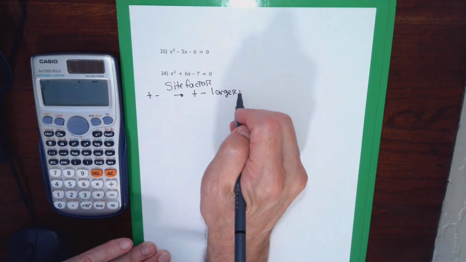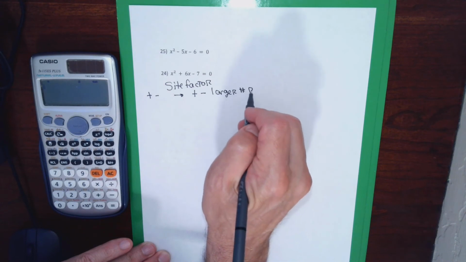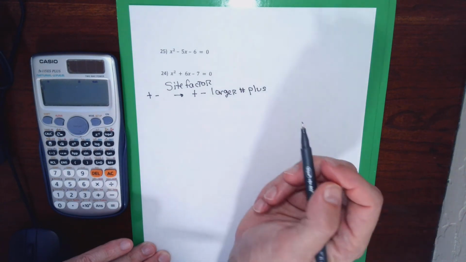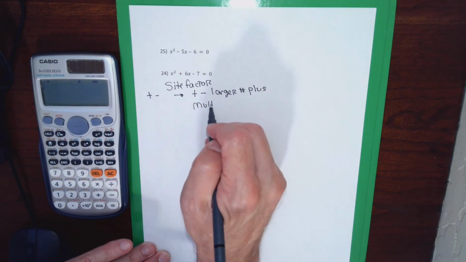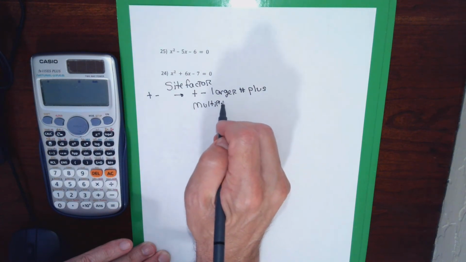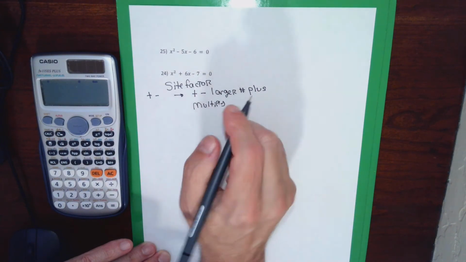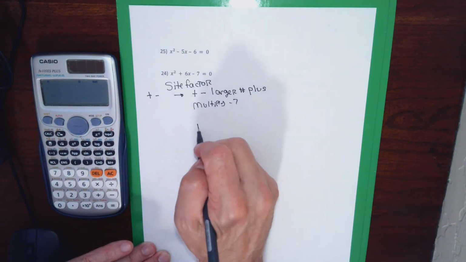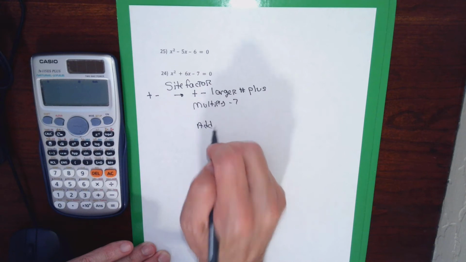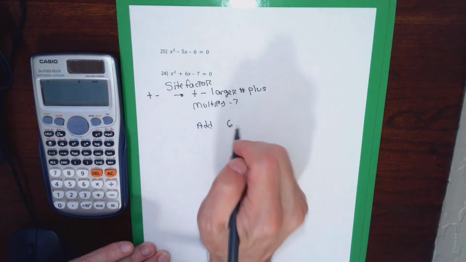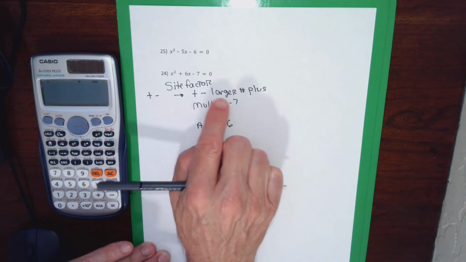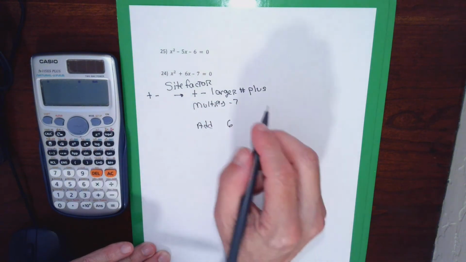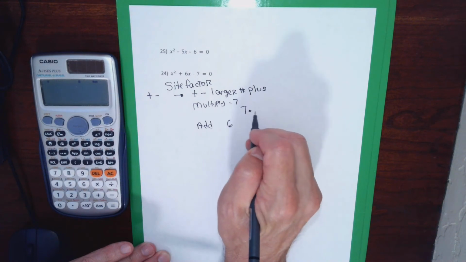Larger number gets the plus sign. And specifically, I need my numbers to do two things. They need to multiply to this -7, and they need to add to that +6. Of course, one of the numbers has to be positive, the other has to be negative, and the larger number needs to be positive. And for me, that's easy as well.